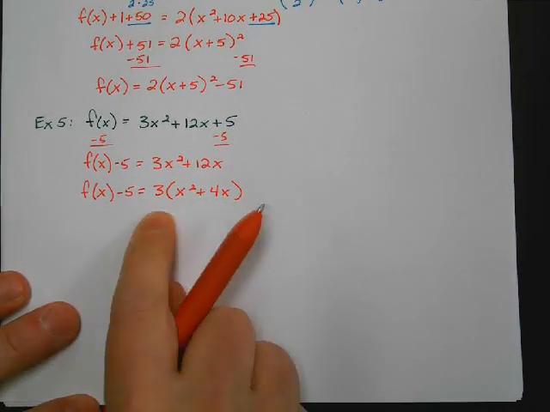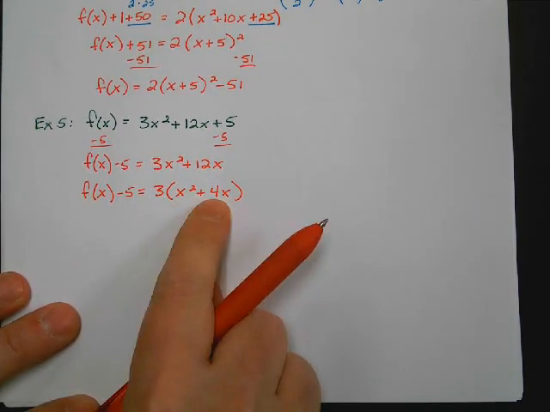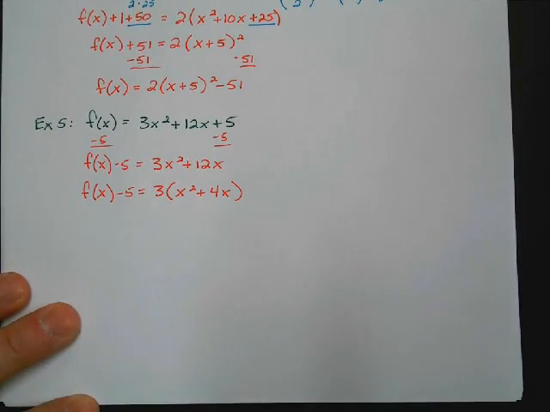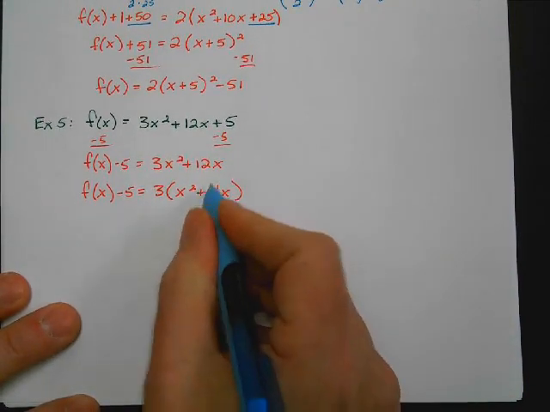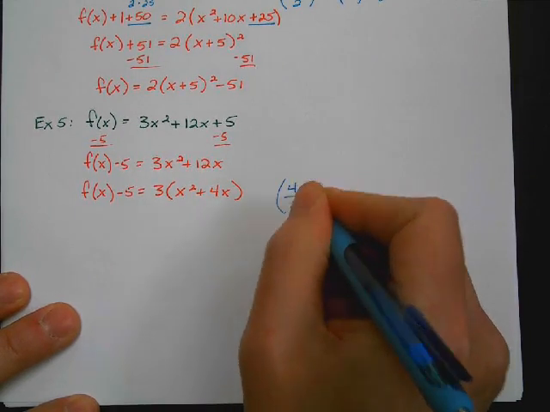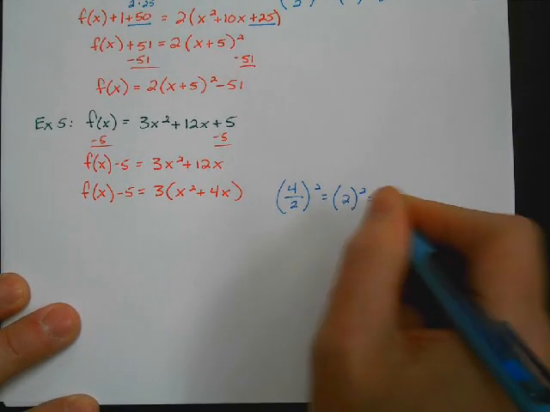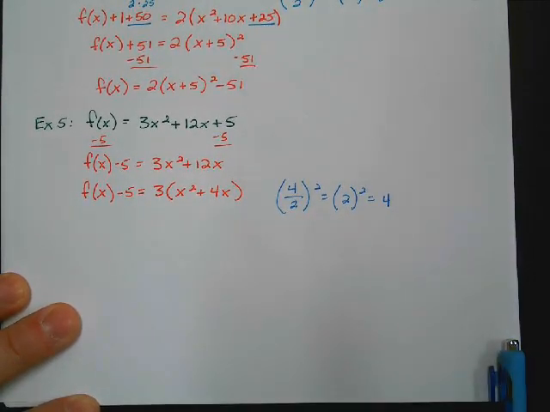So I factored out the 3. Now we're on to the old step 3. Or is it step 2? I can't remember. Anyways, we're going to take this and complete the square. So we ask ourselves, what number completes the square? Our b value is 4. So we take 4, divide by 2, and we square. So this is 2 squared, which is 4. So 4 is the number that we're going to add to this side.